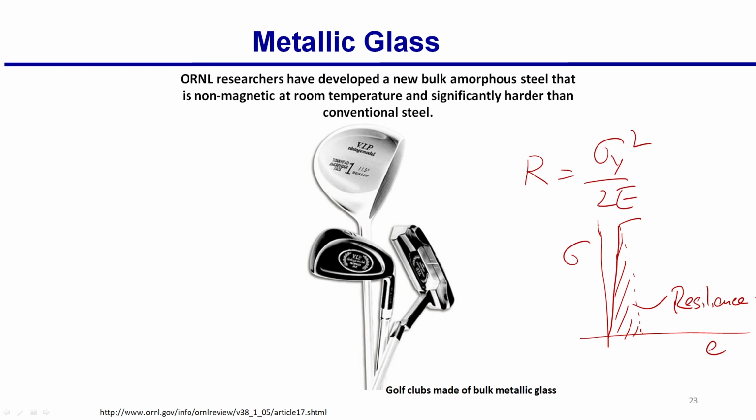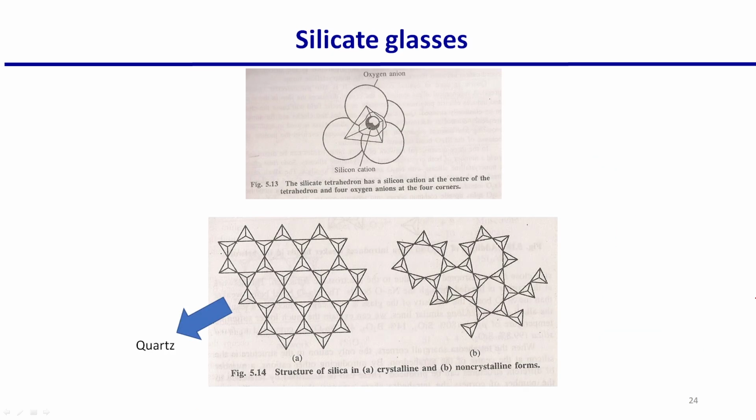So, glasses have that, that is why they are used as a golf club. They have a little bit of ductility also compared to the window glasses, that is another reason they are used. Silicate glasses, as you know, are based on the silica structure.